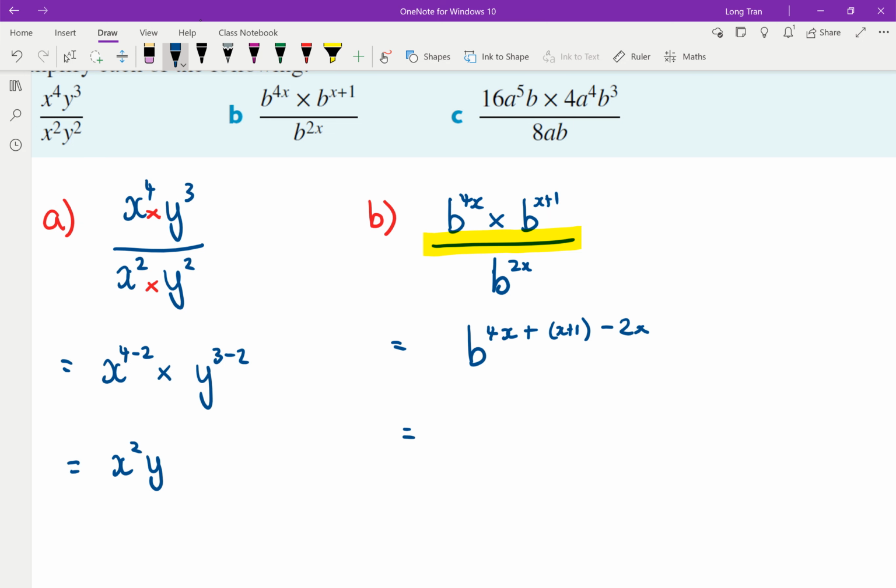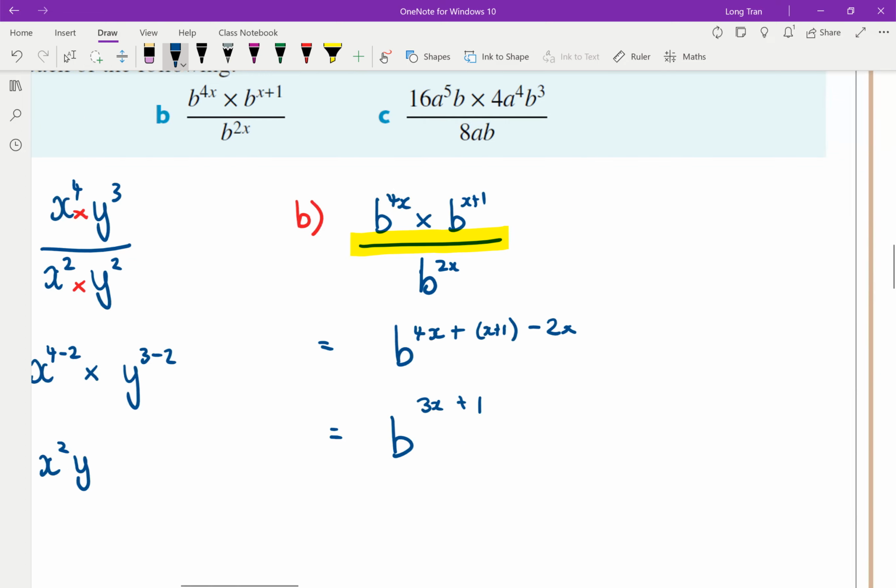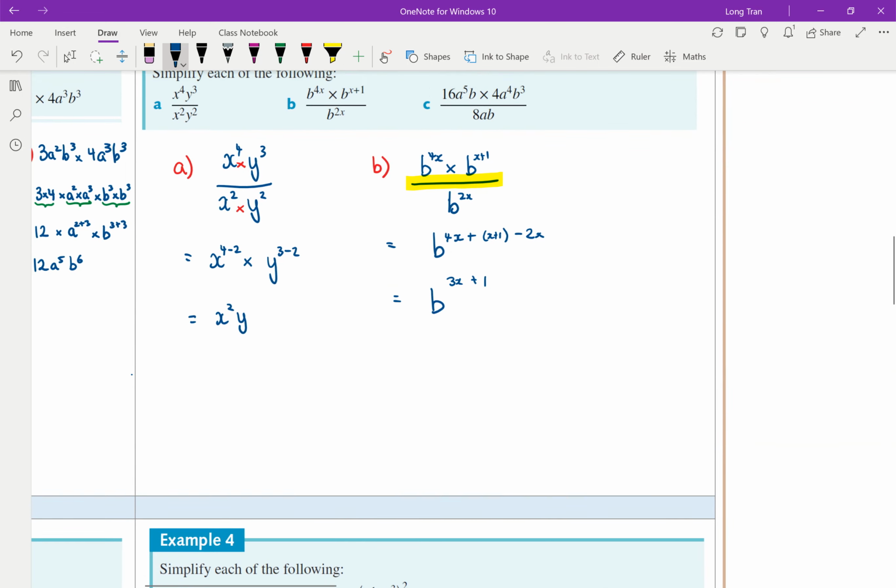So putting them all together, that now becomes b to the power of 4x plus x is 5x, and then minus 2x is 3x actually. So that becomes 3x, and then don't forget you've still got the plus 1 there. Okay, so that's example B, and then now let's do example C.